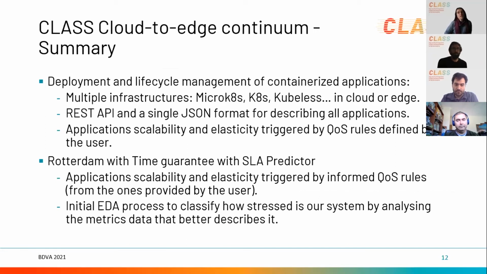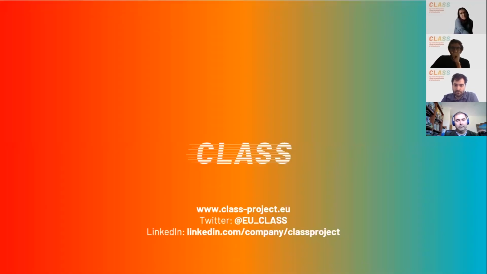It can work in different infrastructures like MicroK8s, Kubeless, in cloud and edge, with a simple REST API and a simple JSON to describe the application, and also provide the possibility to supervise quality of service. And we have also described the SLA predictor that helps to produce informed quality of service rules to optimize the scalability and elasticity of the life cycle management.